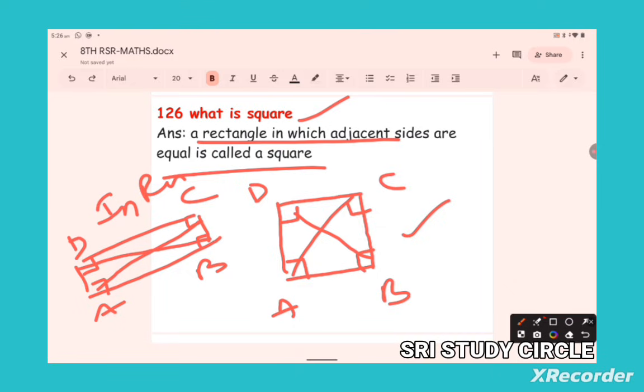Okay. Square means opposite sides are parallel, opposite angles are equal, but each angle is 90 degrees. All sides are equal.